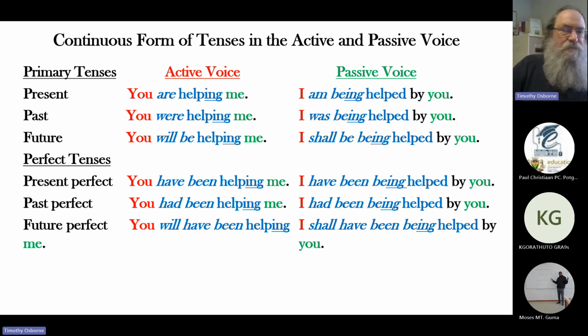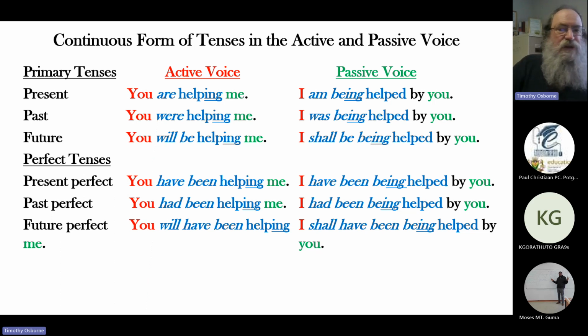Past perfect, you had been helping me. And in the passive voice, in the past perfect, it's I had been being helped by you. Cumbersome. It's really bad sounding, but here comes the granddaddy of them all.